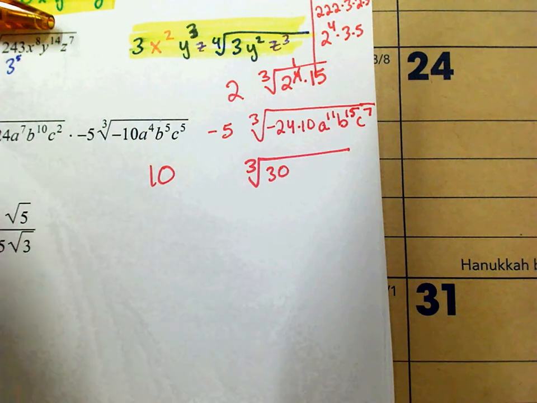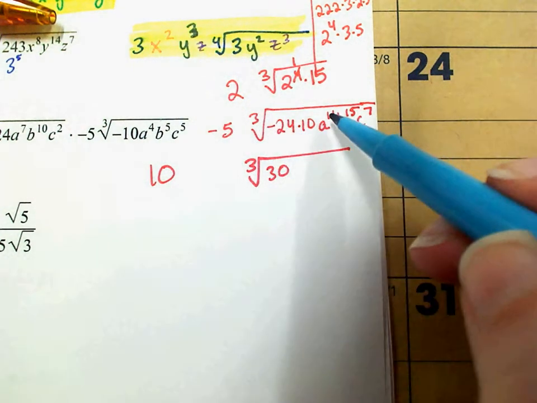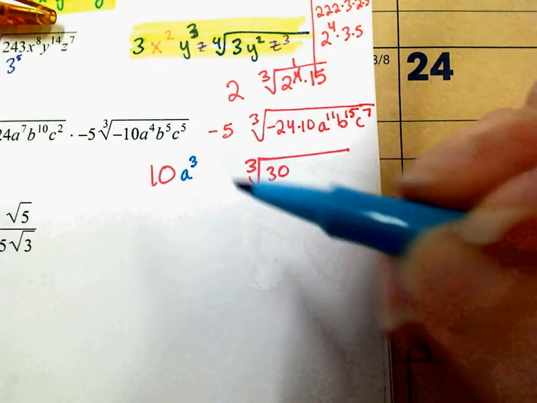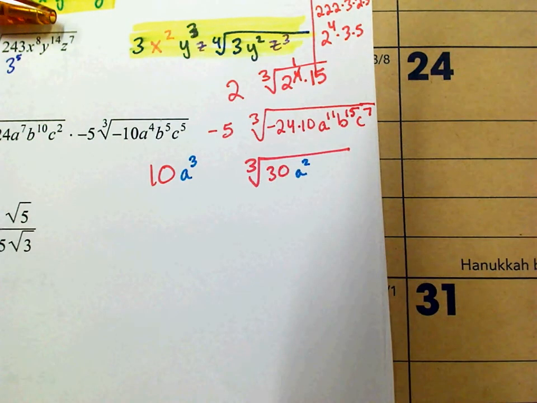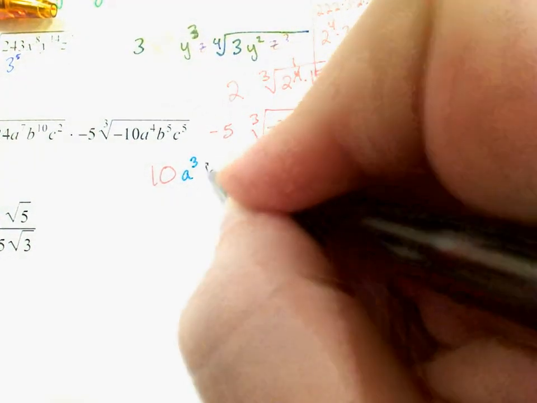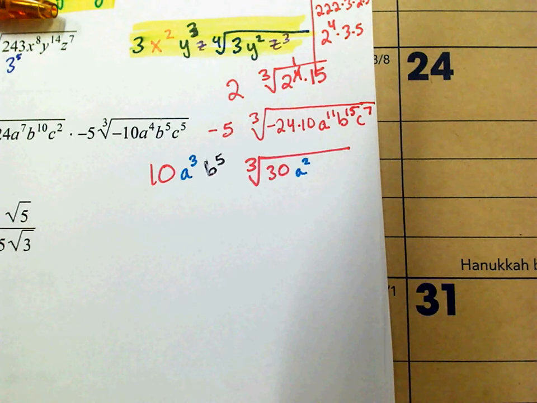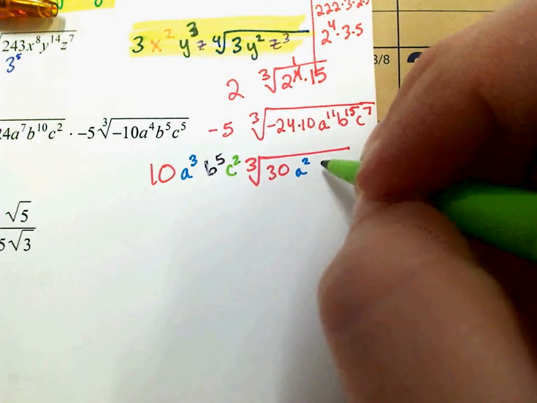And then I just do variables. How many times does 3 go into 11? 3 times with 2 left over. And then how many times does 3 go into 15? 5 times evenly. So b to the 5th. And then how many times does 3 go into 7? Twice. So c squared with 1 left over. And there's my answer.